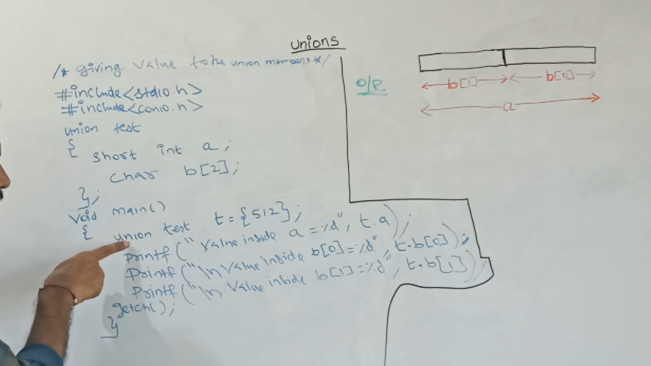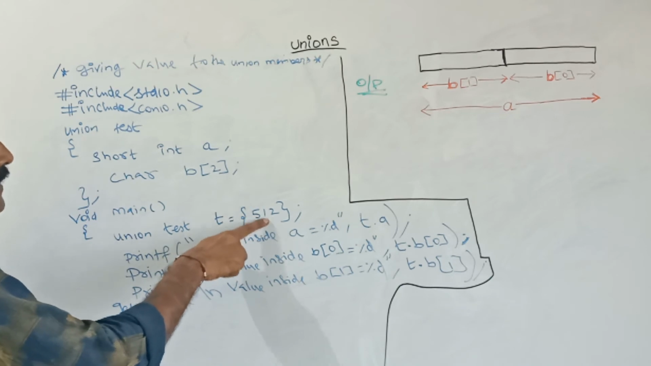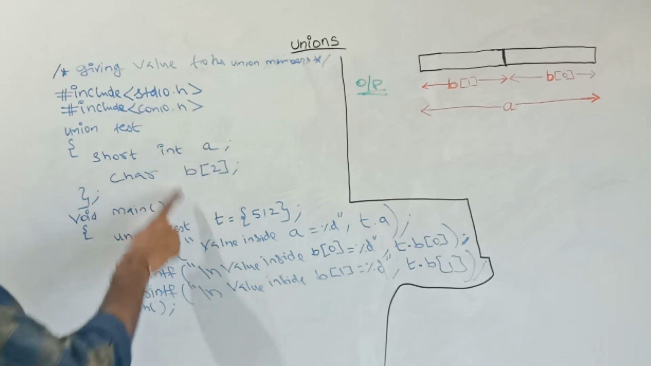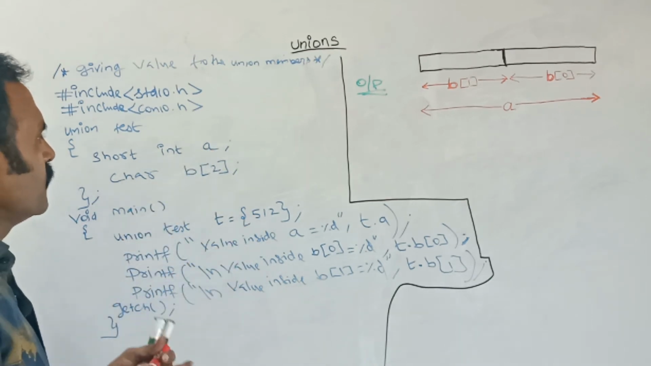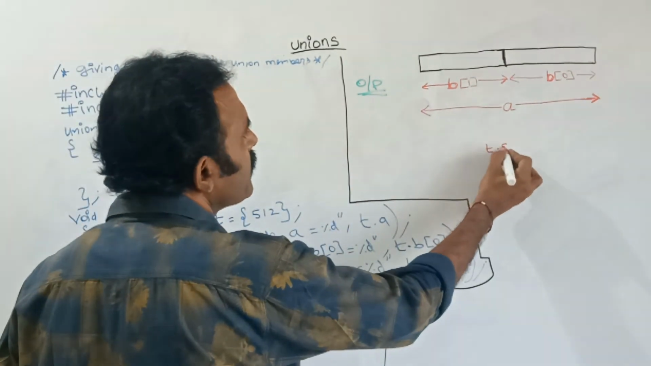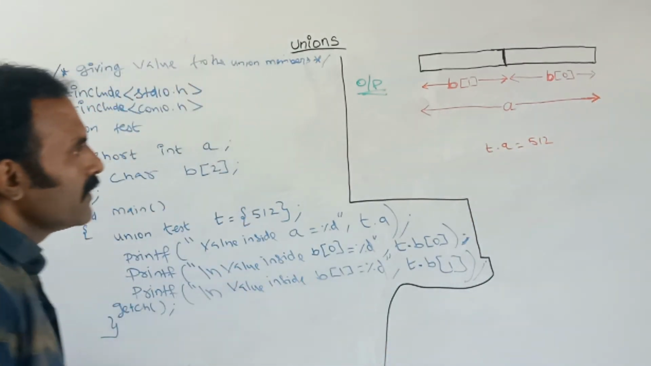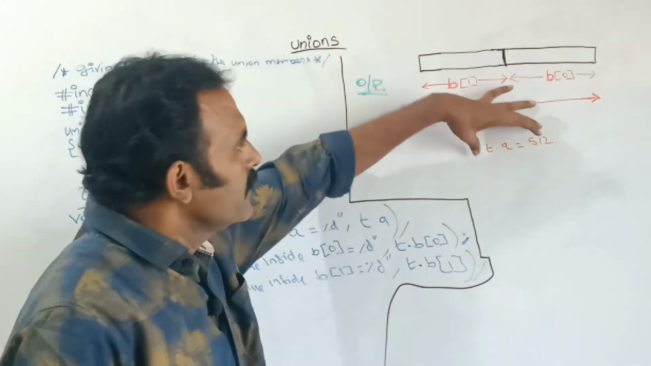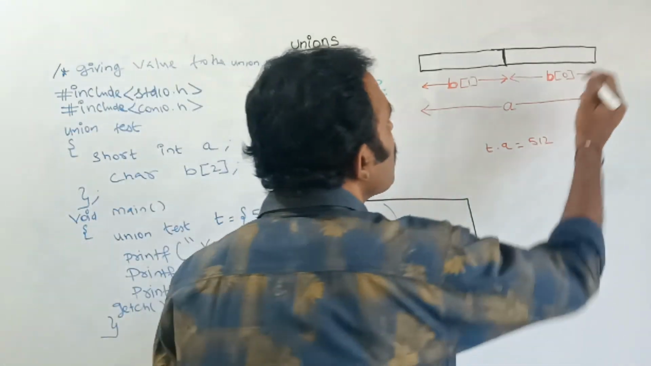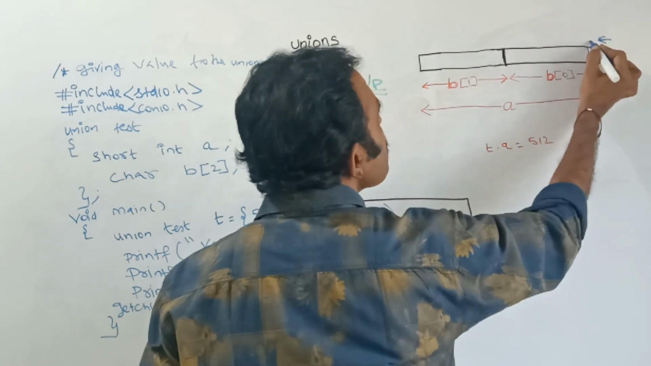Here I can initialize the value 512. So the 512 will be stored to where? The first member of the union. What is the first member here? Short integer A. So t dot A will hold the value 512. See, when it is storing in the memory, now let us come to this A. A totally how many byte? 2 byte. That means it starts from here, from right side to left side. Here this is the 0th position.